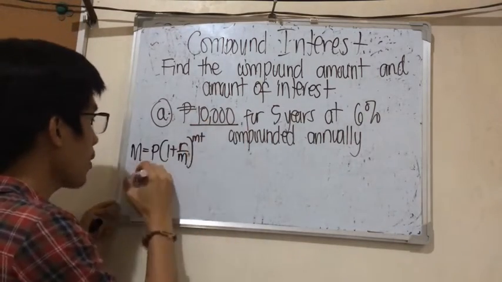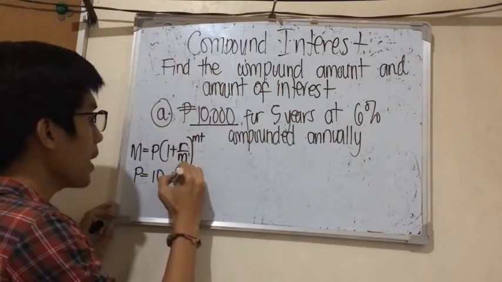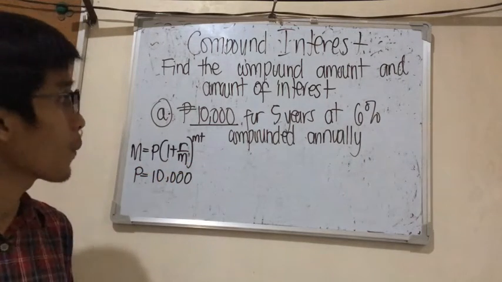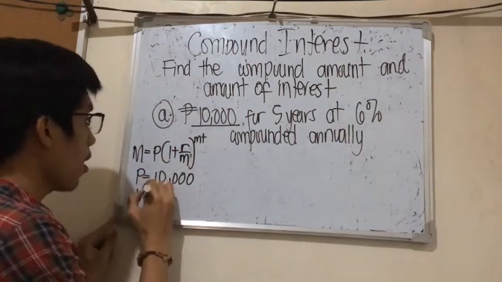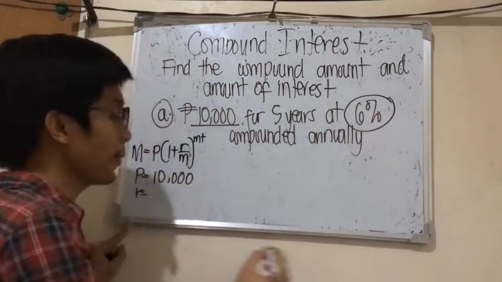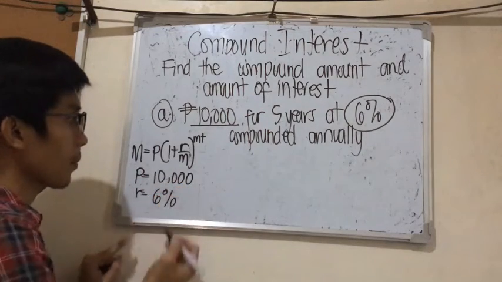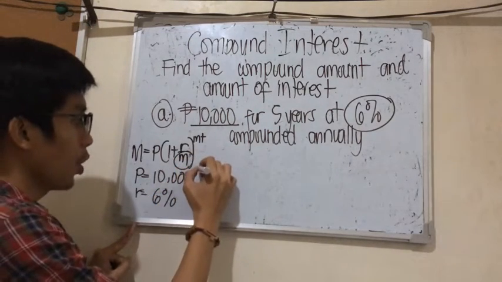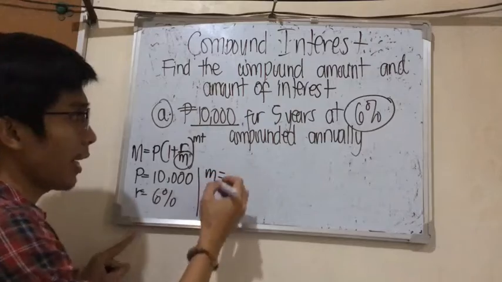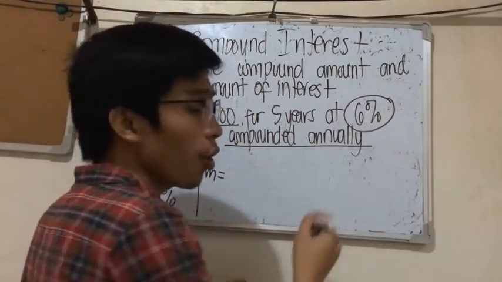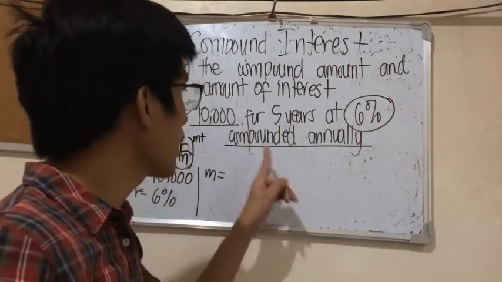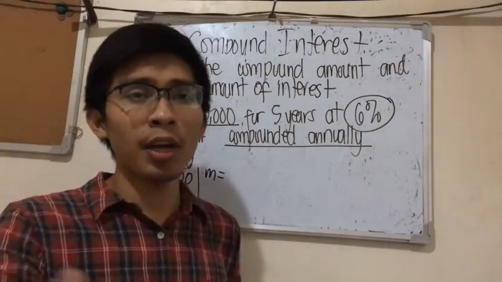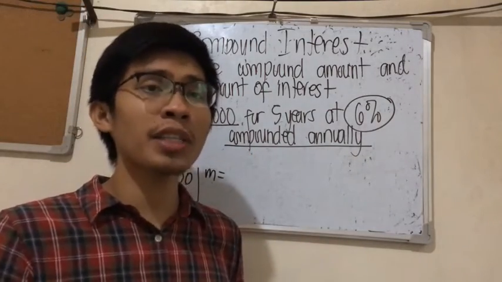Yes, we have 10,000. Therefore, P here is 10,000. Do we have R in this formula? Yes. R here is 6%, or the rate. How about the M? Do we have the M? Yes. Compounded annually is our compounding period, or how frequently our money will increase. Again, when you talk about annually, it increases every year.